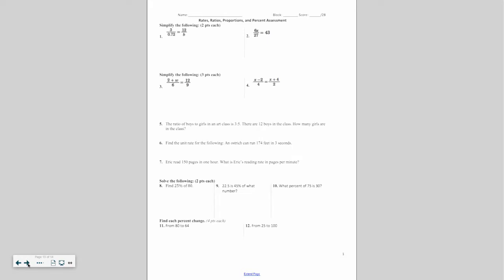And then after you're done with all of that, this is your rates, ratios, proportions, and percents assessment. After you're done with this, you're going to move on to day 3.